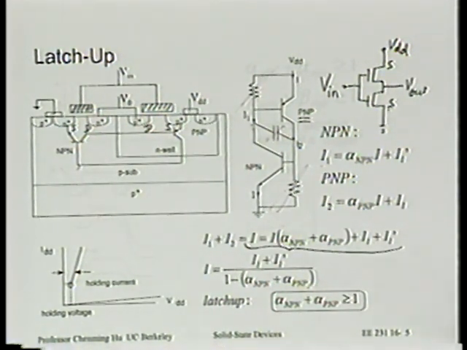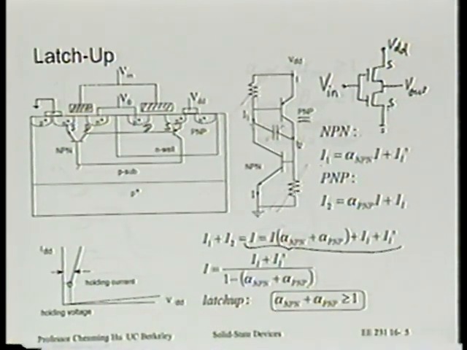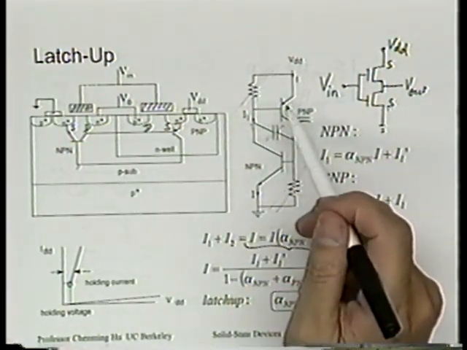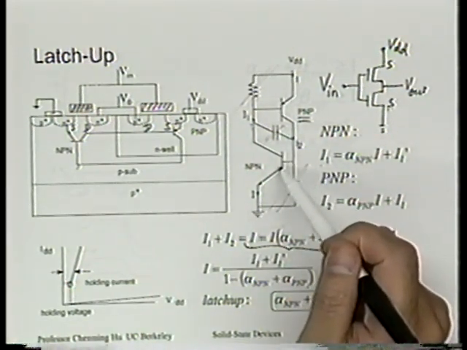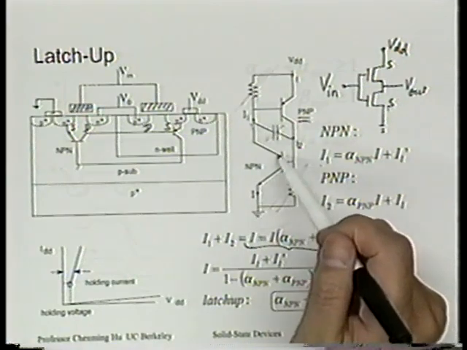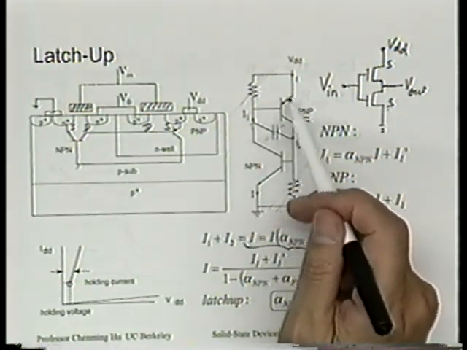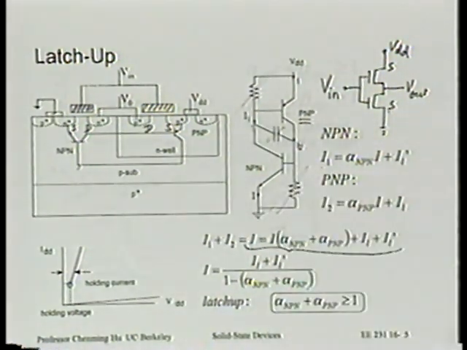And the condition is for these two gains to add up to be equal to or larger than 1. Then you have sufficient gain for this positive feedback. Then the signal will just keep blowing up, right? A little bit of current coming in gets amplified. This amplified signal becomes the input to the next transistor, gets amplified again. This amplified signal becomes the input to the first transistor, amplified again. That's why it goes to infinity. Okay.